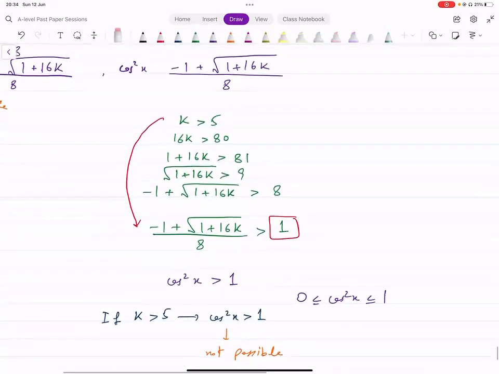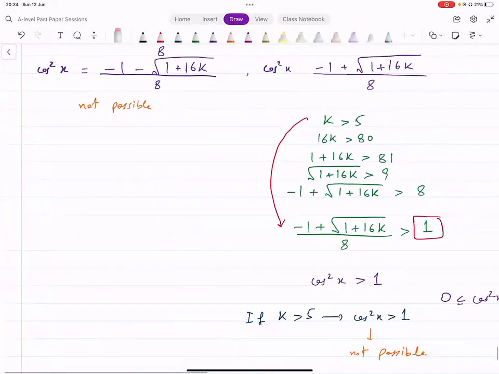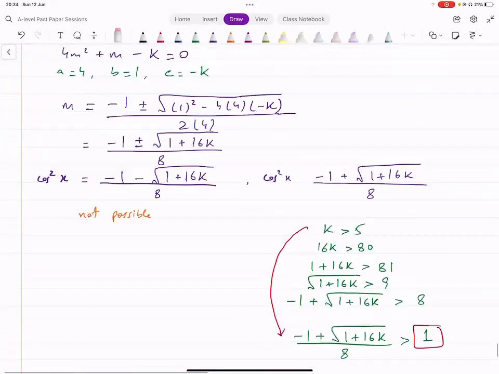All right, I hope that makes sense. So that was it. I think that's the last question that we have in the paper. Yes, that was question number 11.